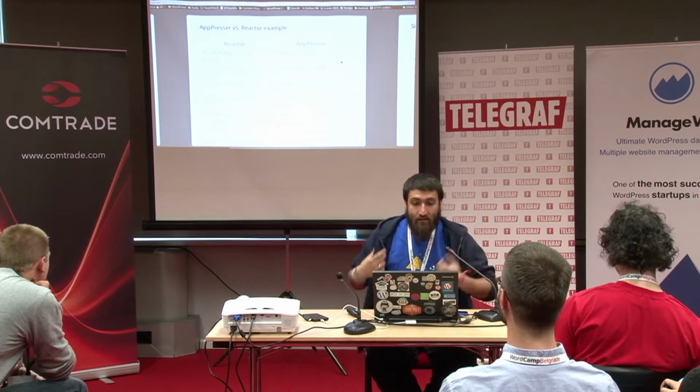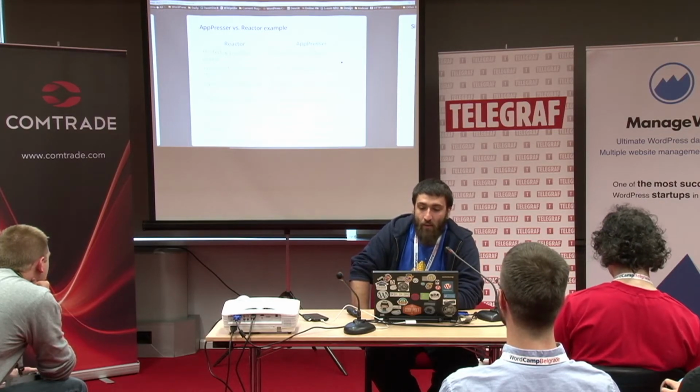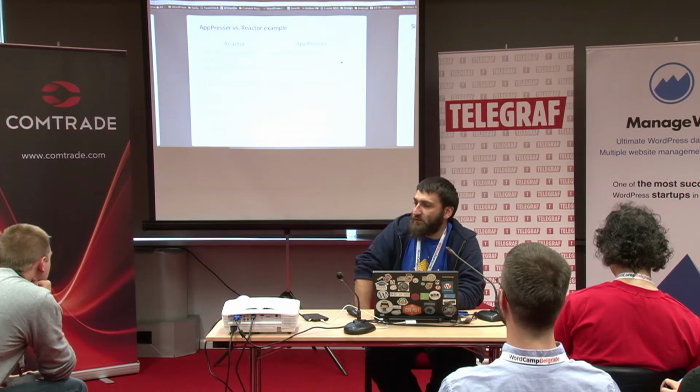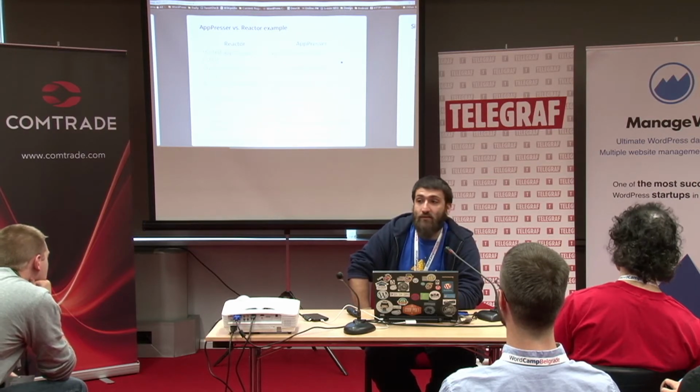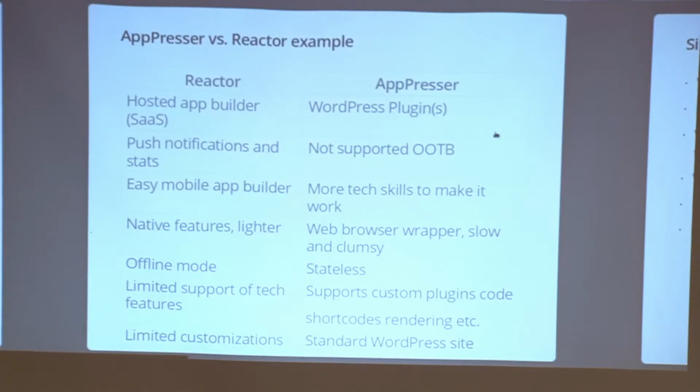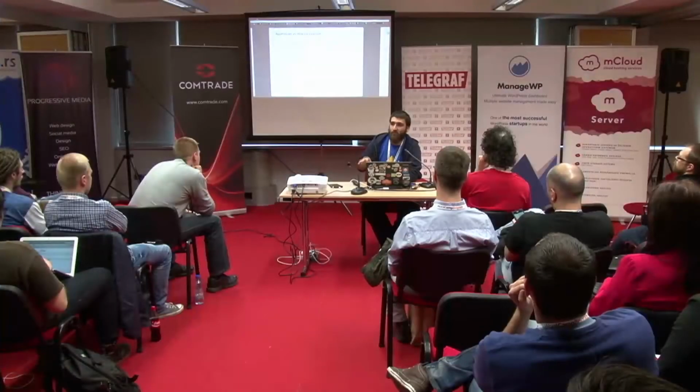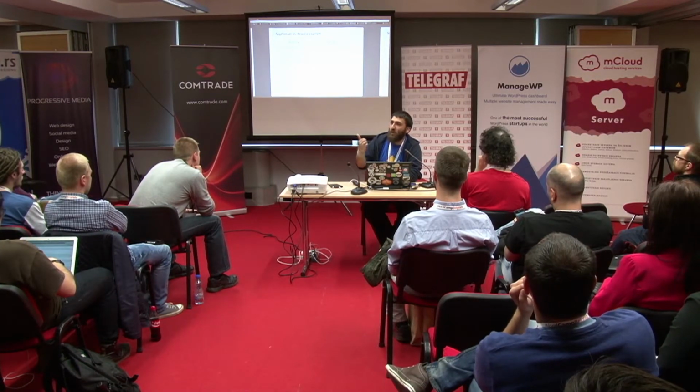And I'm going to give an example with 2 solutions that are popular right now. The previous session focused on the WordPress REST API, and one of the examples was AppPresser as something that allows you to build mobile applications with WordPress, so to speak. So there are 2 popular solutions now, which are AppPresser and Reactor, that allow you to create a mobile version of your website. AppPresser is the plugin, Reactor is the software as a service. So what's the benefit of Reactor? For instance, it has push notifications and stats. Why? Because it has a centralized server that allows you to store all of this information somewhere away and allows you to actually do the push notifications.